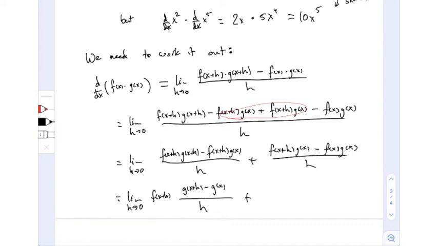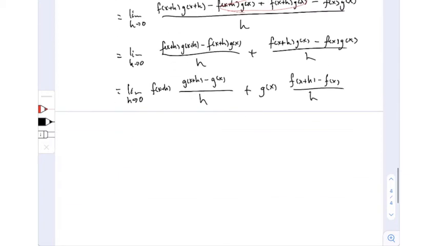And in the second one, it looks like those things both have a g of x on them. So I'm going to pull that guy out, g of x in the front, and then the fraction looks like f of x plus h minus f of x divided by h. All right? And we're pretty much done at this point. I don't know if you feel like we're getting anywhere, but actually we are. At this point, you can just take the limit of the whole thing.